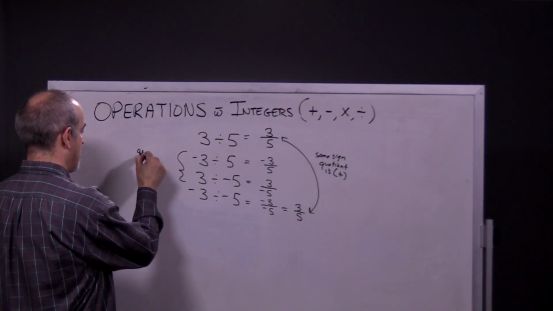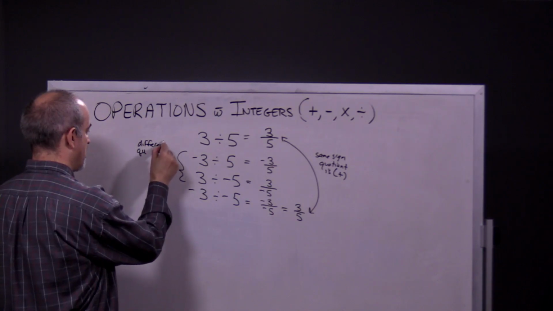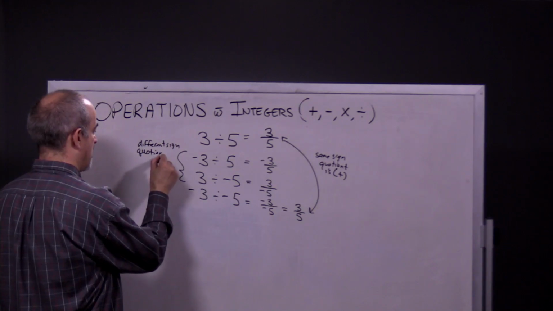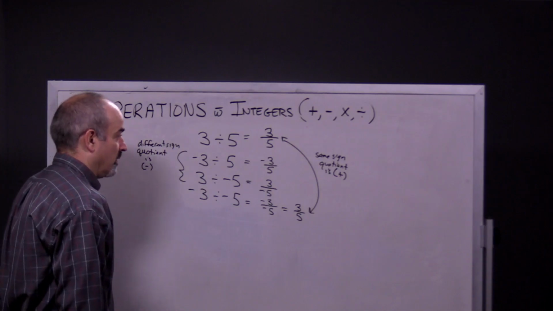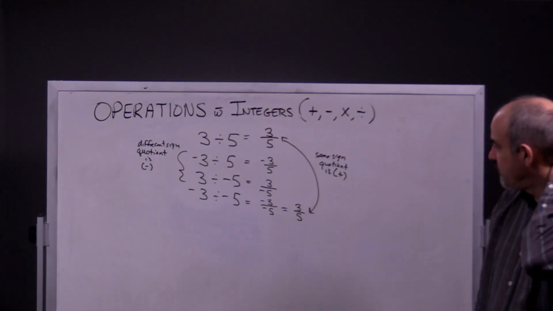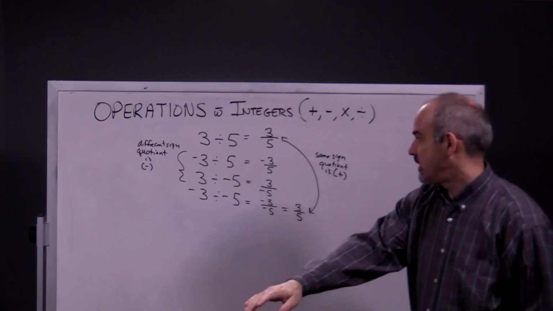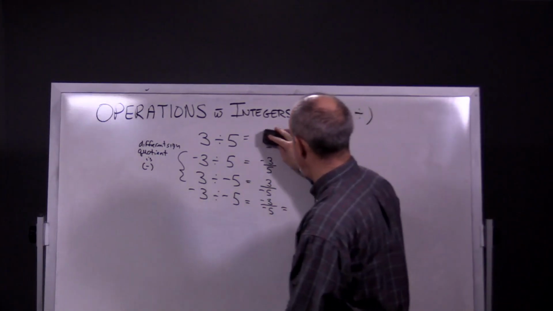If they have different signs, like these two, the quotient will be negative. So let me talk about those two examples actually. I'll get rid of the ones that are boring because they're positive.